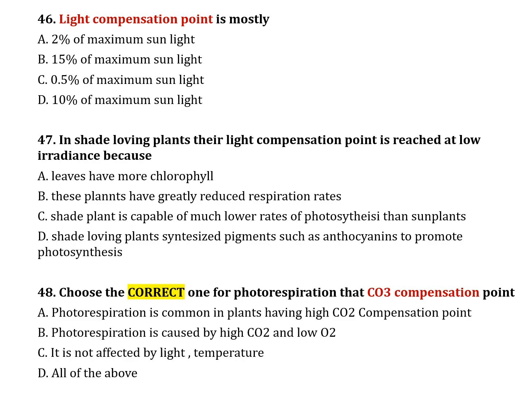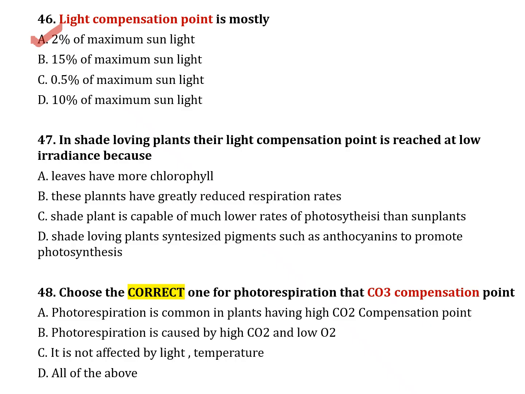The next question, number 46. Light compensation point is mostly: option A, 2% of maximum sunlight; option B, 15% of maximum sunlight; option C, 0.5% of maximum sunlight; option D, 10% of maximum sunlight. Correct answer is option A, 2% of maximum sunlight.